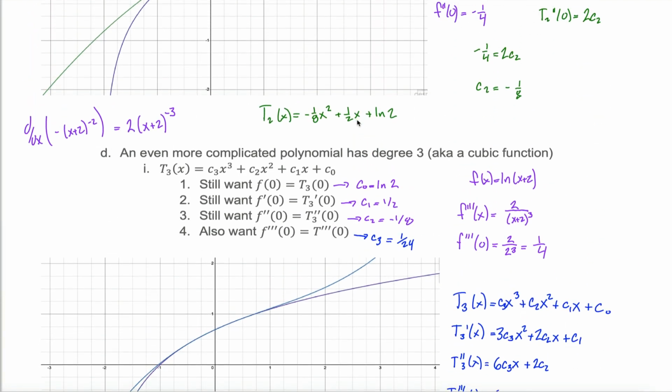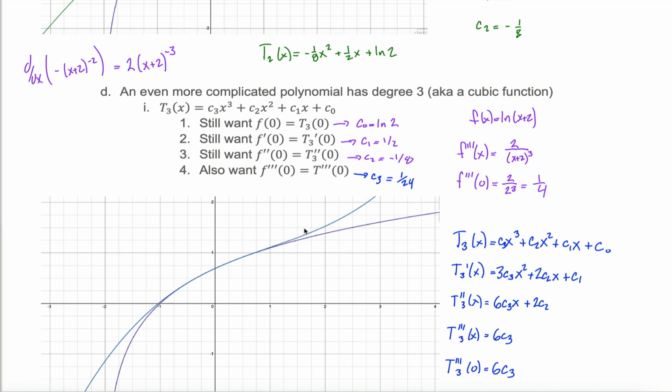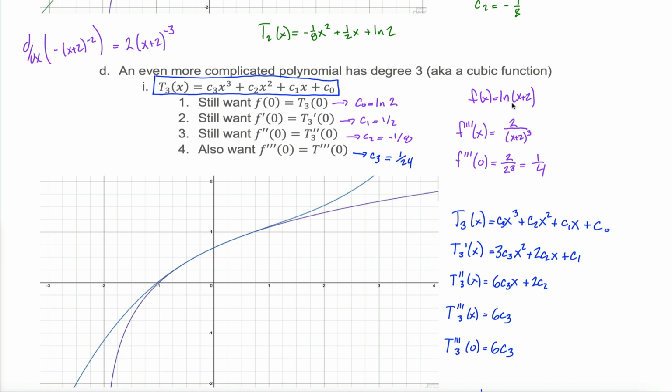It's a lot of work that we've done in this video, but maybe I can make the argument that it's not that complex. I mean, imagine that we started out being like, all right, I'm willing to build a third degree polynomial, and I want it to best fit this function, the natural log of x plus 2. Well, I'd certainly want the height of the graph in blue to be the same as the height of the graph in purple. So I'd want f of 0 to be the same as t3 of 0. Changing all the x's into 0, I figure out that c0 is equal to the natural log of 2.